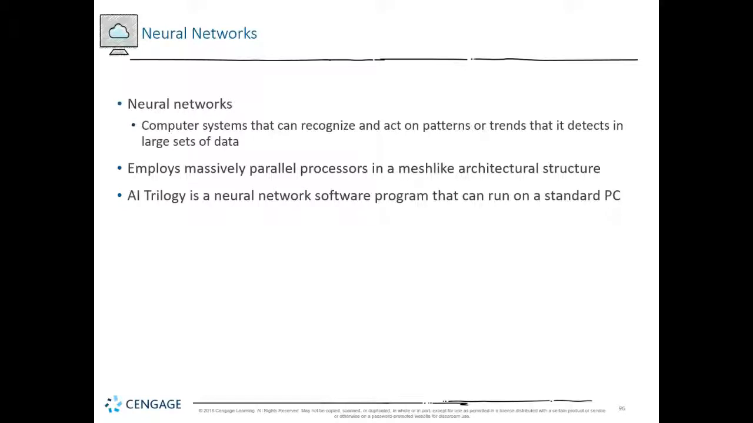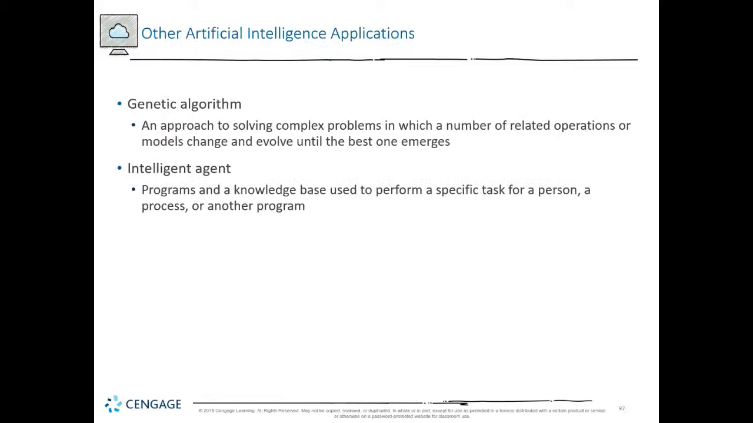Neural networks. Neural networks are computer systems that can recognize and act on patterns or trends that they detect in a large set of data. They employ massively parallel processes in a mesh-like architecture structure. Trilogy is neural network software that can run on a standard PC.